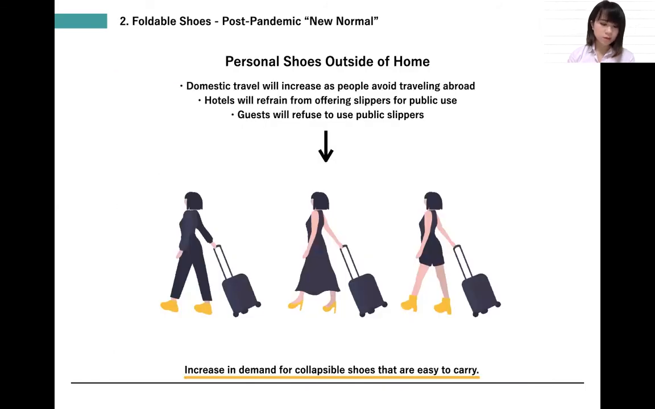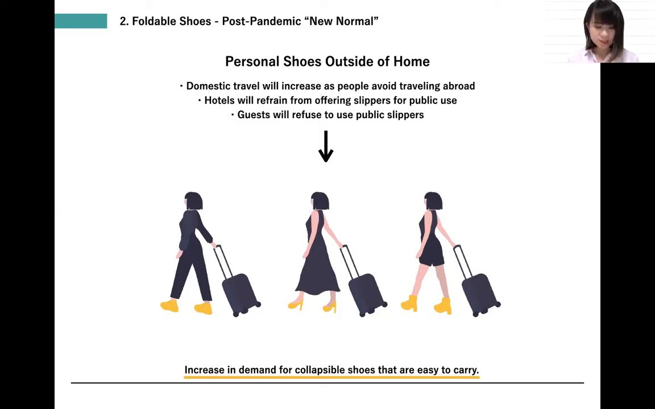Second, we have foldable shoes that propose a post-pandemic new normal. These are designed to be collapsible shoes that you can carry in bags because we assume that the demand for such shoes will increase due to the 3 following reasons. 1, because domestic travel will increase as people avoid traveling abroad. 2, because hotels will refrain from offering slippers for public use. And 3, because guests will refuse to use public slippers.